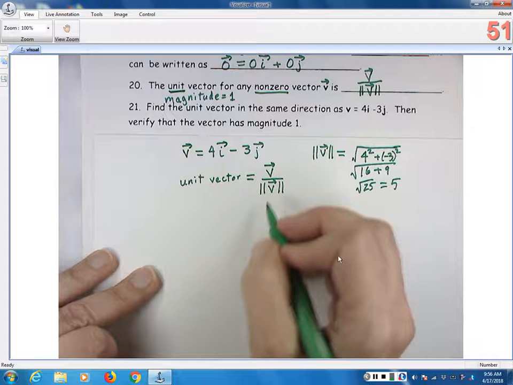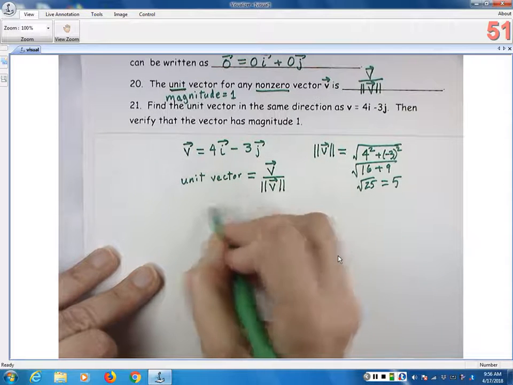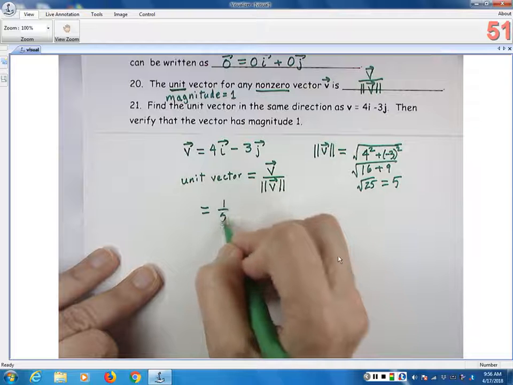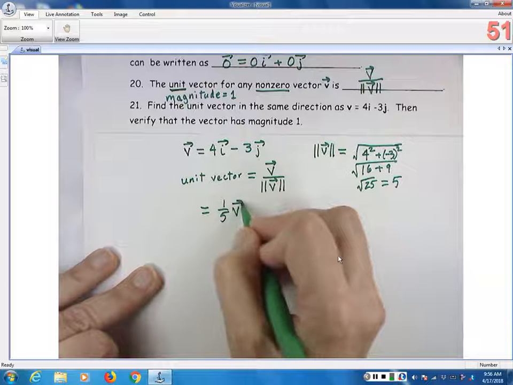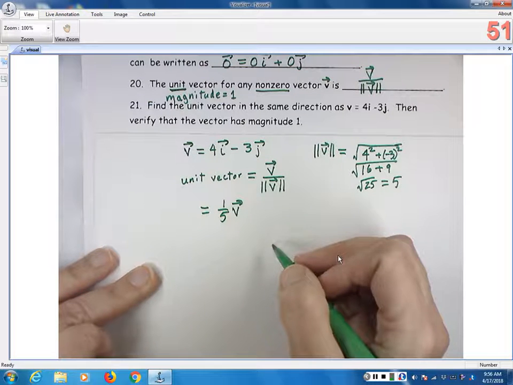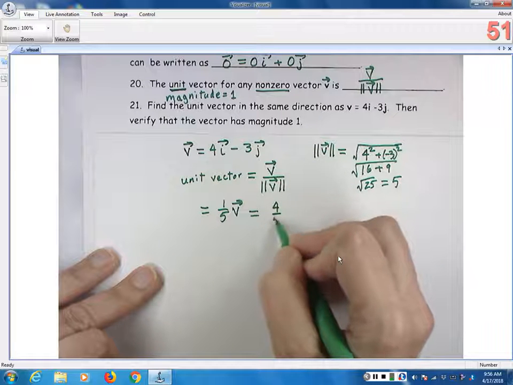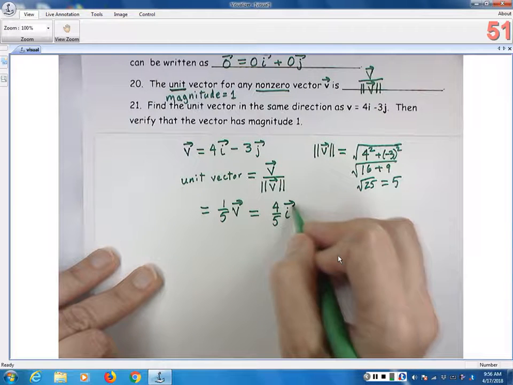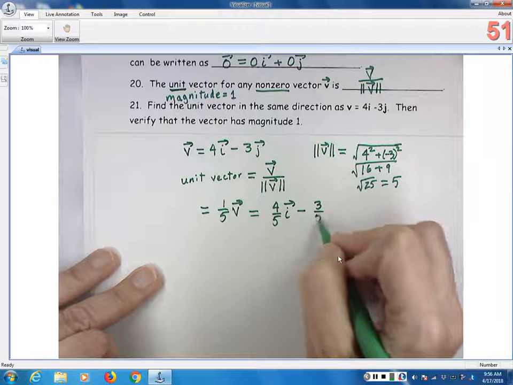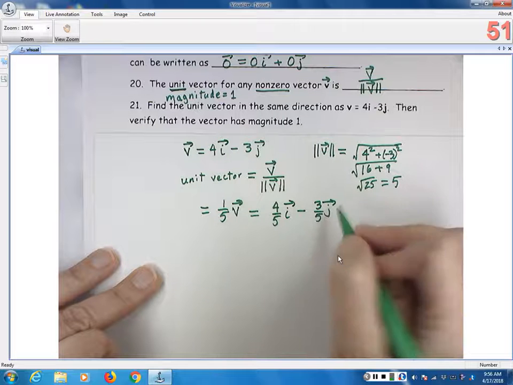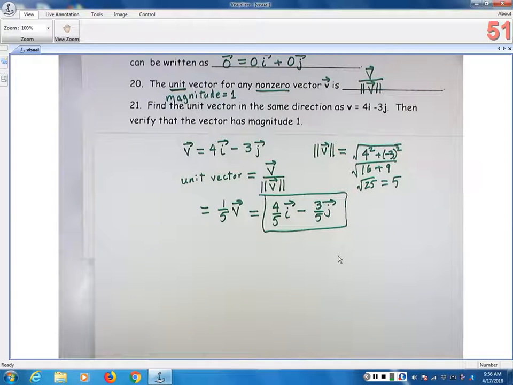So it's going to be 1/5 times vector v. 1/5 is a scalar. It's going to be 4/5 i minus 3/5 j. That's our unit vector.